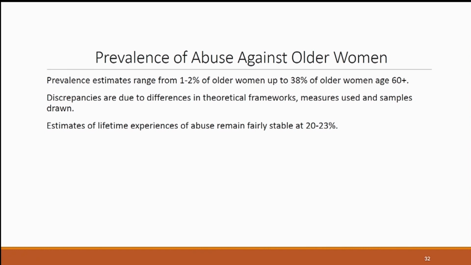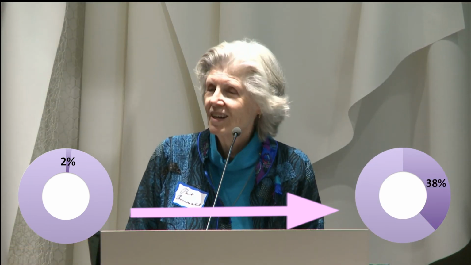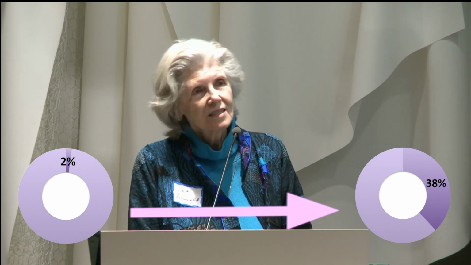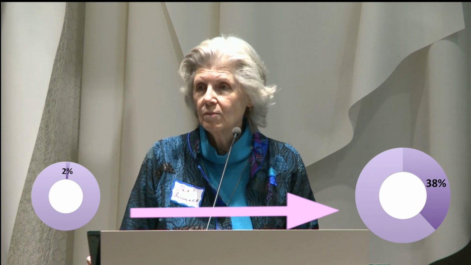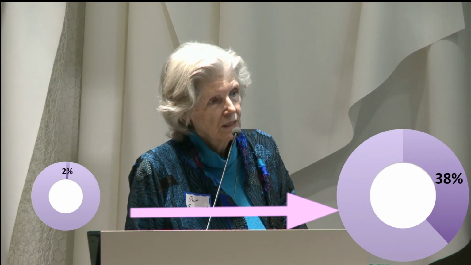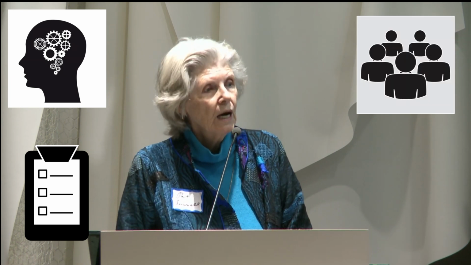So what are some of the prevalence rates that have been found by studies on elder abuse? They can range from 1 to 2% of older women up to 38% of older women age 60 and above. This is a huge range, with 1 to 2% suggesting something almost approaching negligible, small, and the 38% begins to look very, very significant. And I'm going to suggest that these discrepancies are due to differences in research theoretical frameworks, measures used, and samples drawn.